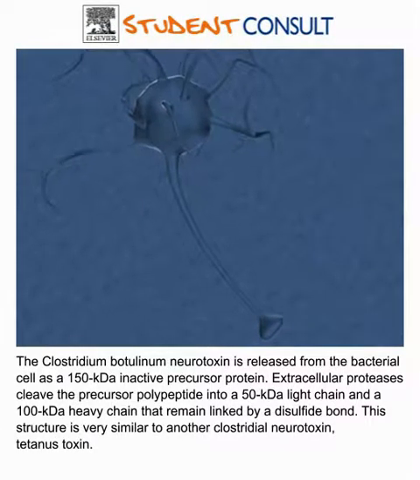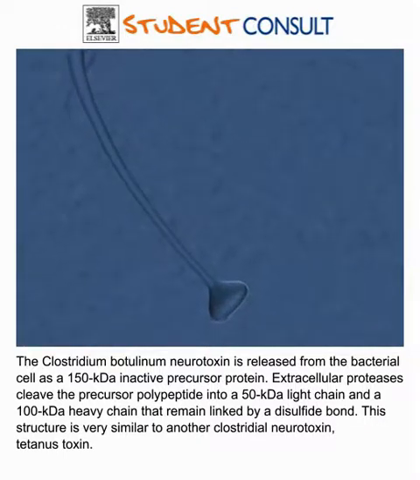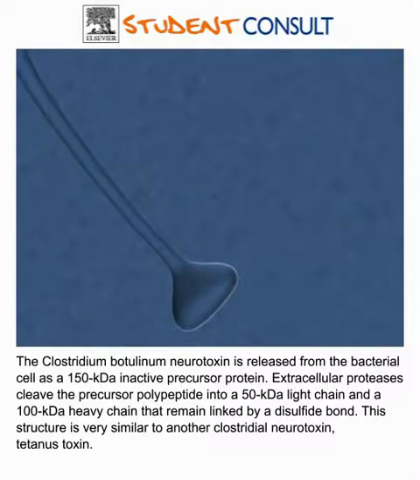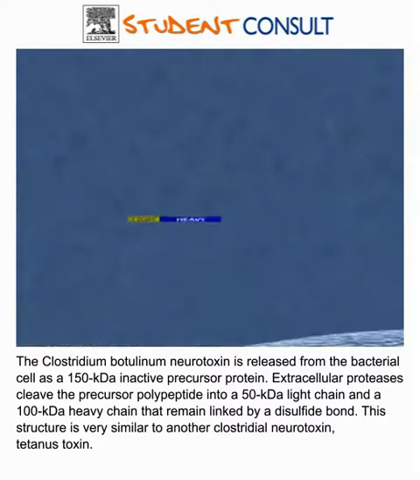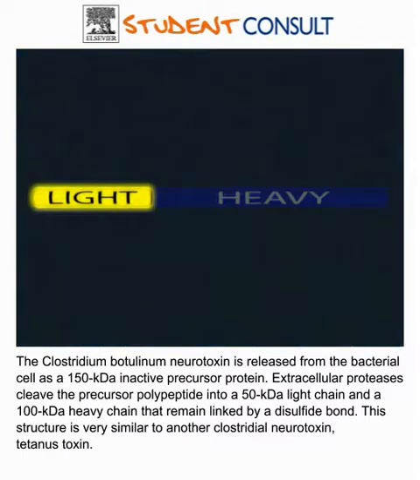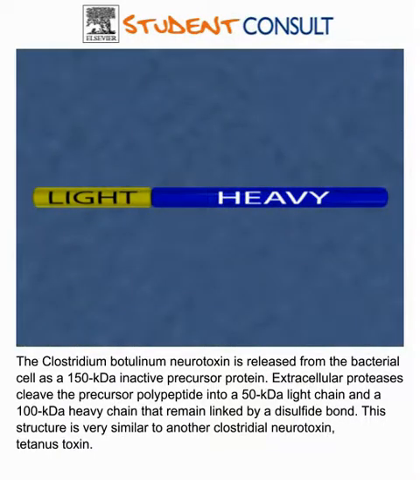The Clostridium botulinum neurotoxin is released from the bacterial cell as a 150 kilodalton inactive precursor protein. Extracellular proteases cleave the precursor polypeptide into a 50 kilodalton light chain and a 100 kilodalton heavy chain that remain linked by a disulfide bond. This structure is very similar to another clostridial neurotoxin, tetanus toxin.